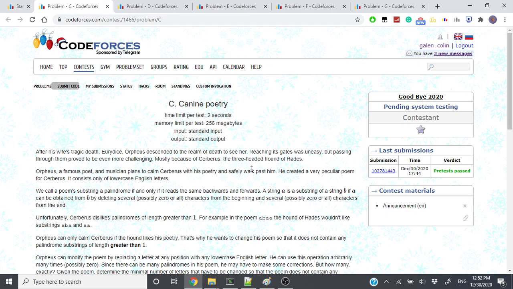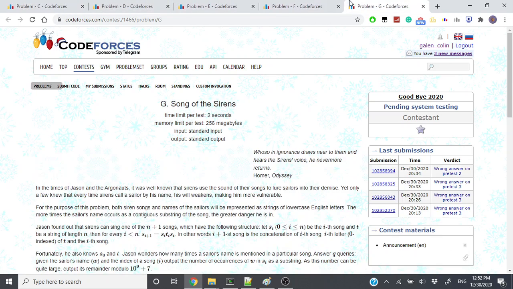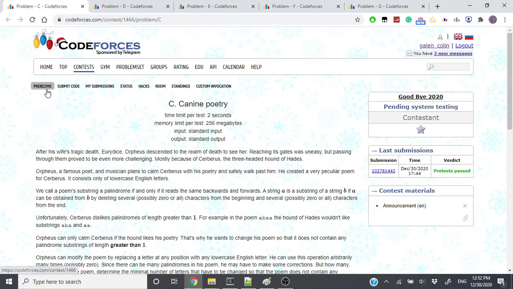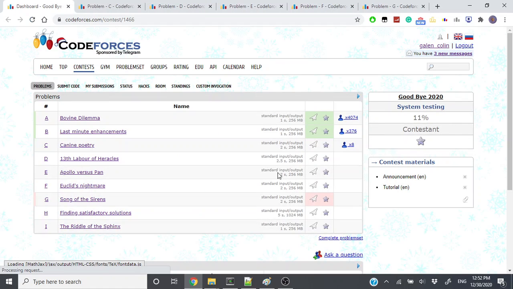Things are in queue. Okay, everything's 2 seconds, right? Alright, just to be safe. Did they make all the problems 2 seconds, even A? Okay, so I guess that was unchill.